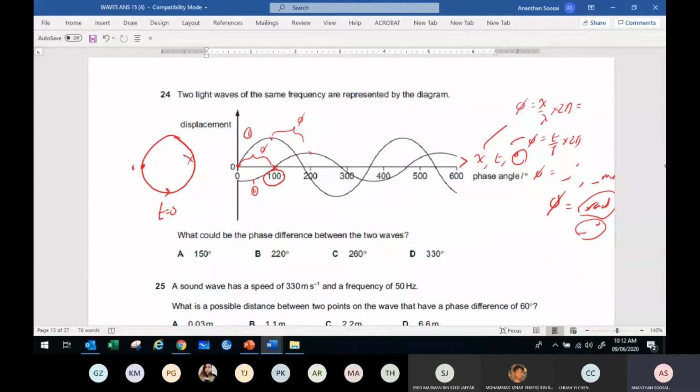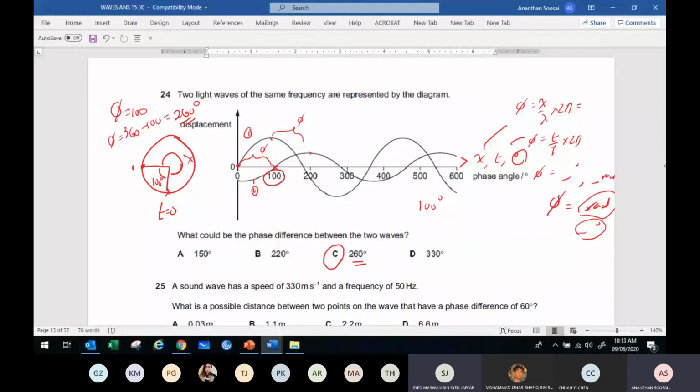But I told you, right? If two particles have a phase difference of 100, it means they are separated by 100. But the other angle could also be the phase difference. So the phase difference could be 100, or the other one is 360 minus 100, which is 260. Here we are looking for 100, but the options don't have 100. So another option is 360 minus 100, so 260 is your phase difference.